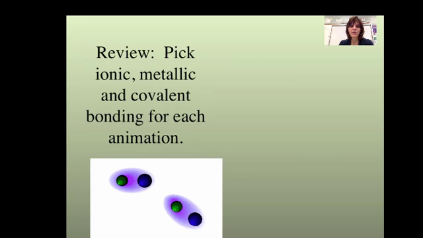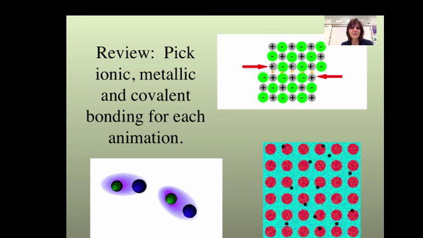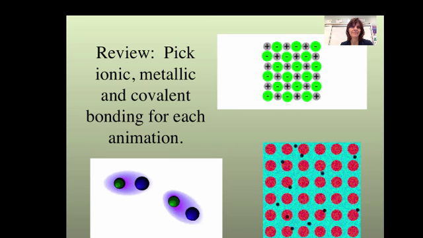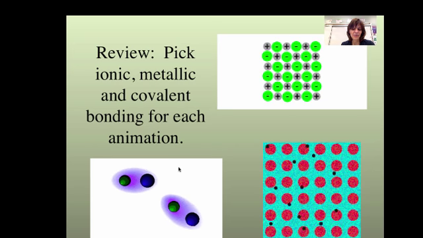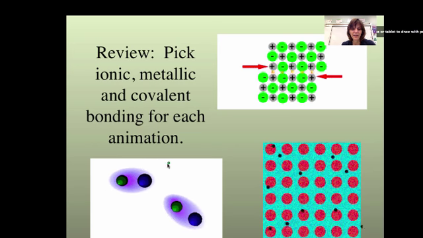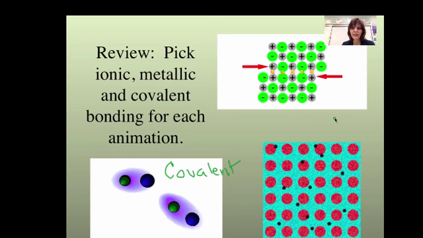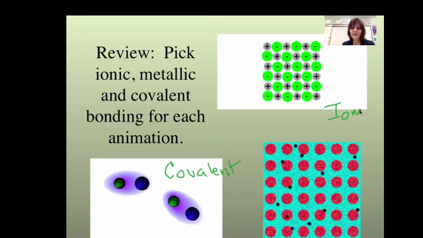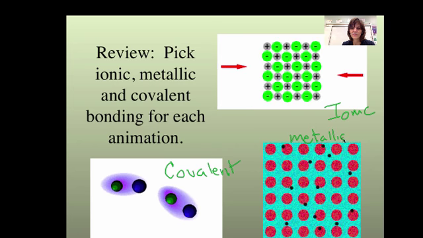Okay, quick review. Pick which of these diagrams is ionic, metallic, or covalent. All right, if you said covalent here, ionic here, and metallic here, you are correct.